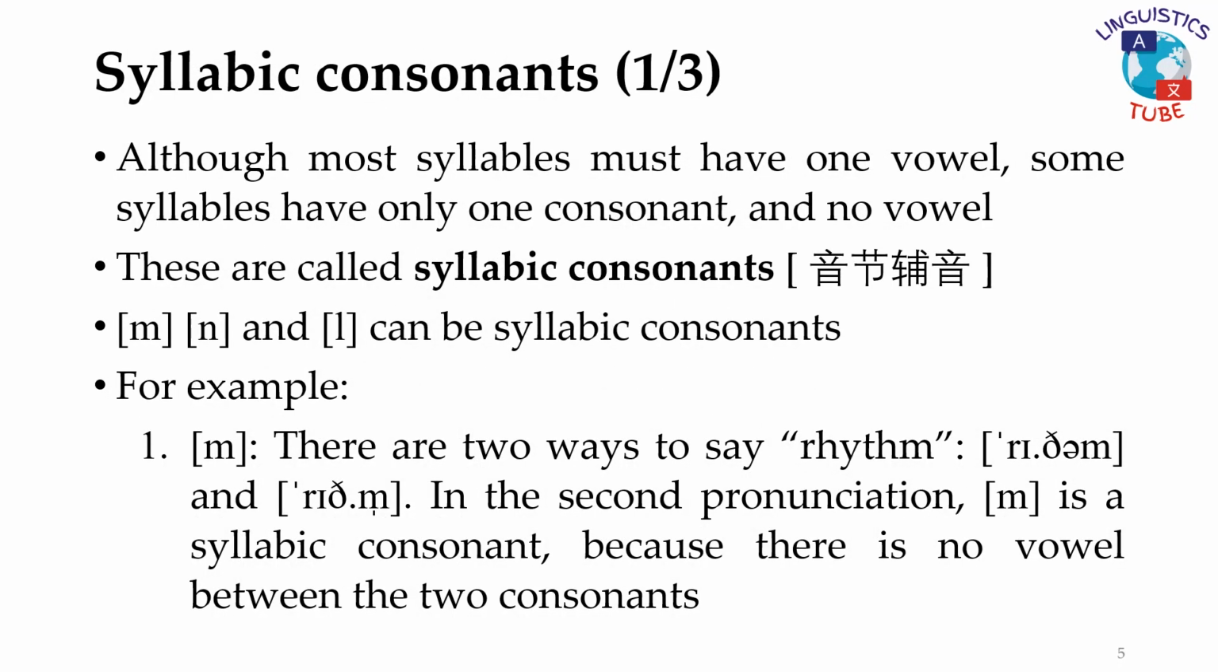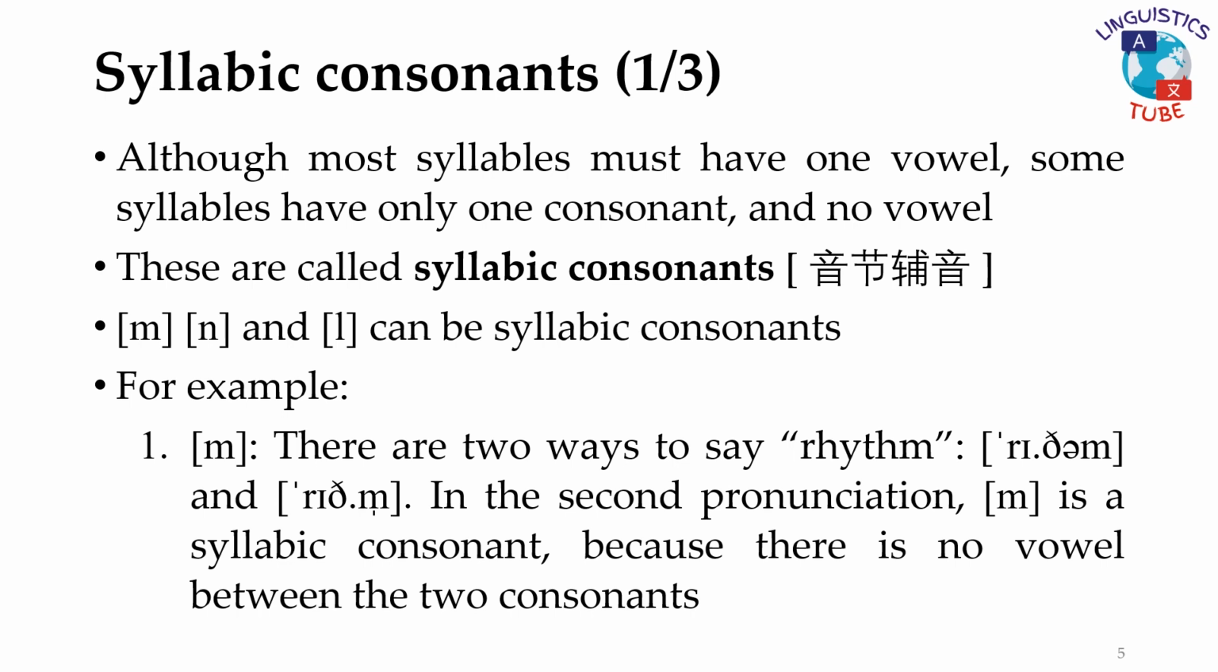However, these rules are not completely correct. Even though most syllables, probably 99% of syllables, must have one vowel, there are actually some syllables which only contain one consonant and do not contain a vowel. These are called syllabic consonants, and they are very rare. In English, the consonants n and l can be syllabic consonants.